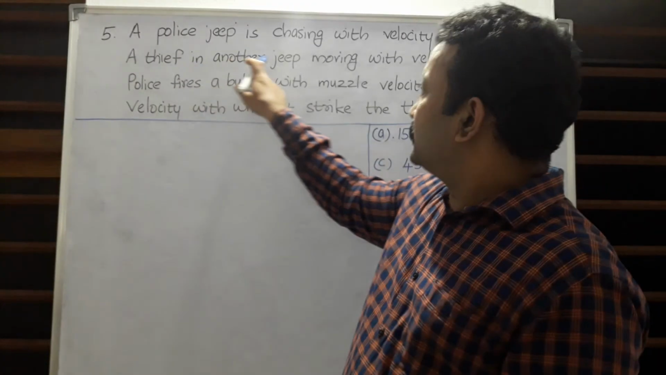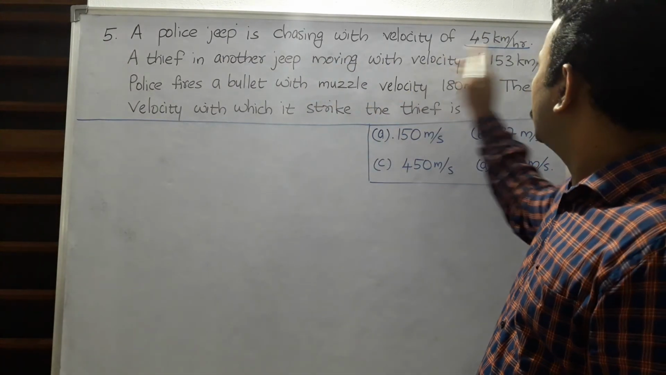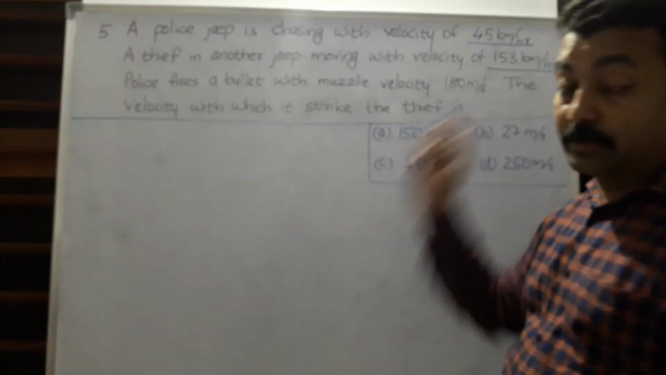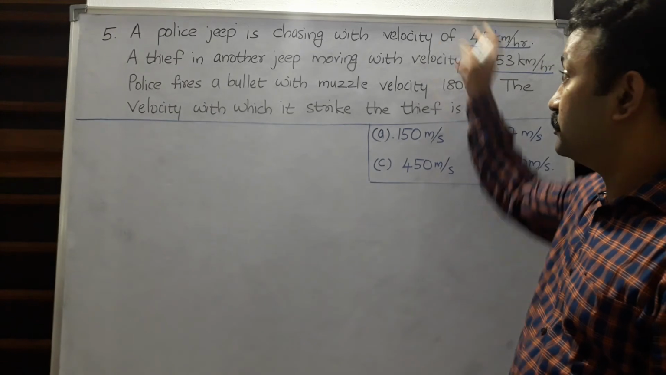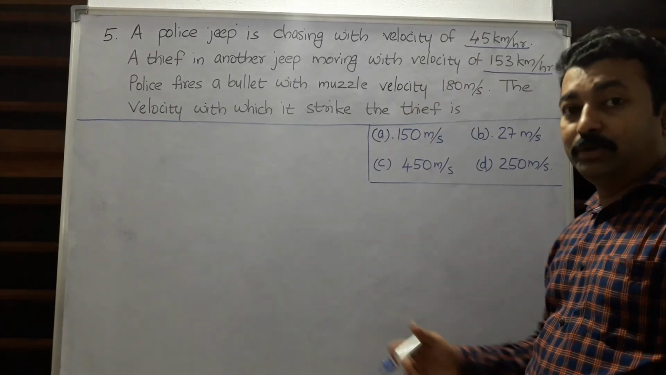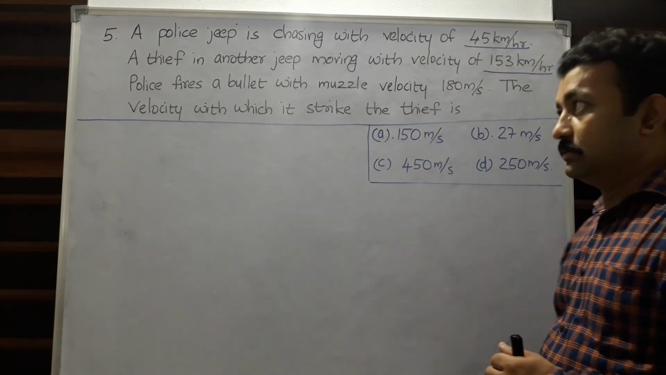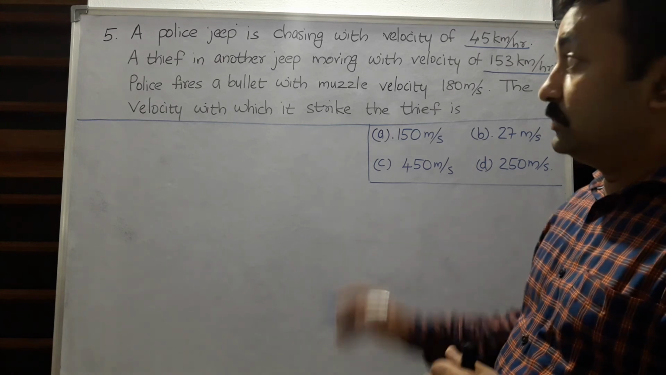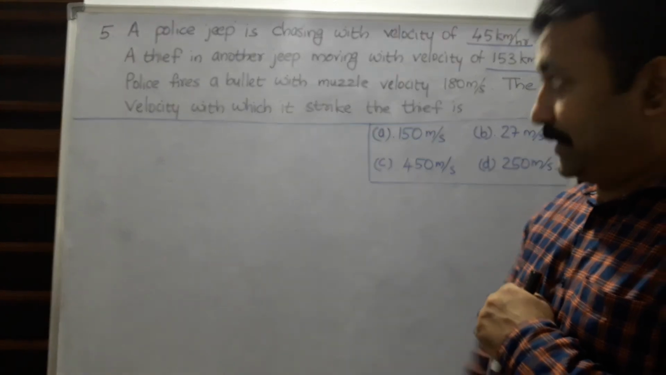A thief in another jeep is moving with a velocity of 153 km per hour. That is a very high speed when compared to the police jeep. Maybe the police jeep must have just started chasing, and the thief must have already achieved that speed.